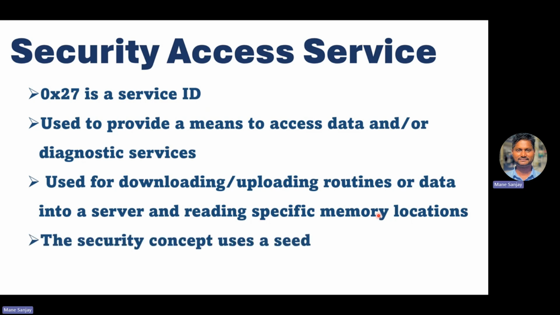The security concept uses a seed and key relationship. That is important. When you are writing or accessing specific security related services, you need to use the seed and key relationship. How does it work? Initially, the client requests the seed and then the server sends the seed back. Then the client sends the key appropriate for the seed received. Then the server responds that the key was valid and that it will unlock itself. This is how the seed and key relationship works. So this is the security access service.